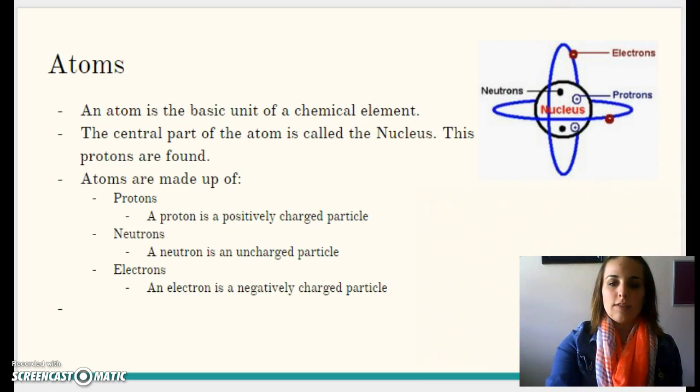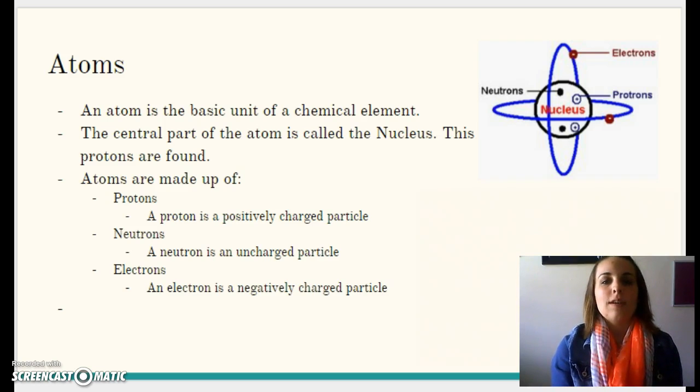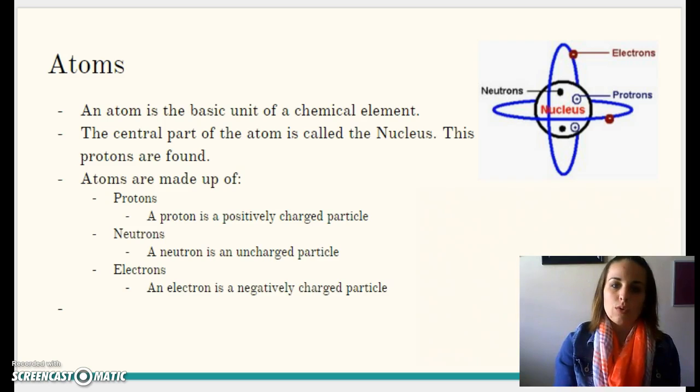So in the very center of an atom, we have something called the nucleus. The nucleus is made up of protons and neutrons. A proton has a positive charge, where neutrons have no charge. And you can help remember that by what they start with. Protons, positive, P, neutrons, no charge, N.